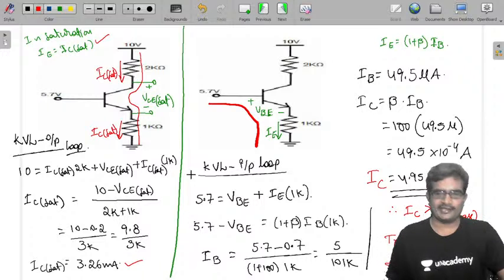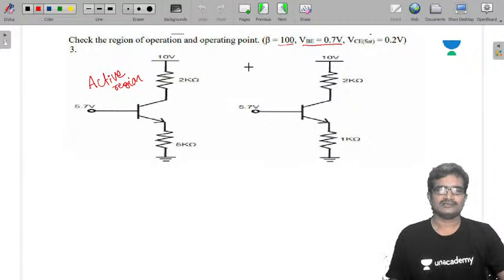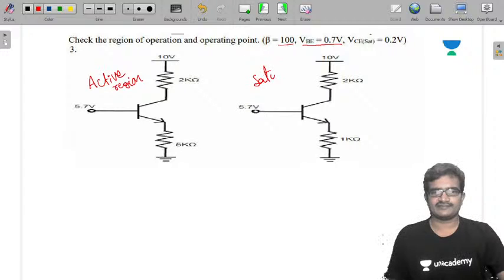Now once it is in saturation region, its operating point is VCE saturation comma IC saturation. So that is 0.2 volts comma 3.26 milliamperes. That's it. Now I'm going back. So this is in saturation region.